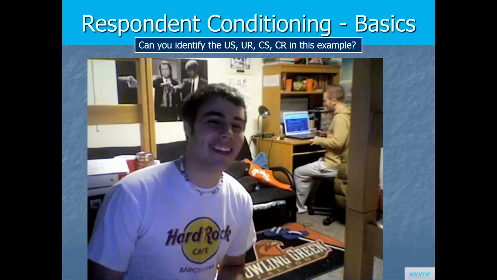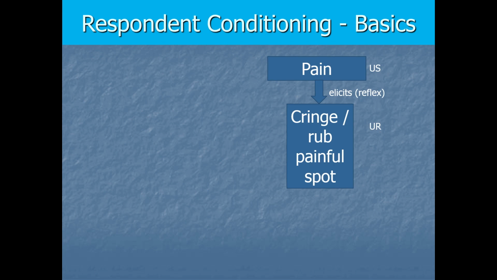So, okay, pause now and try to identify the US, UR, CS, and CR. Okay, it can help to start with the reflex, with the thing that already existed before any conditioning or learning happened. So the painful stimulus, the painful pellet, right, feeling the pellet hit you, that's the unconditioned stimulus, the US, because it reflexively elicits a response, which is that kind of cringing and, of course, rubbing the painful spot. That would be the unconditioned response.